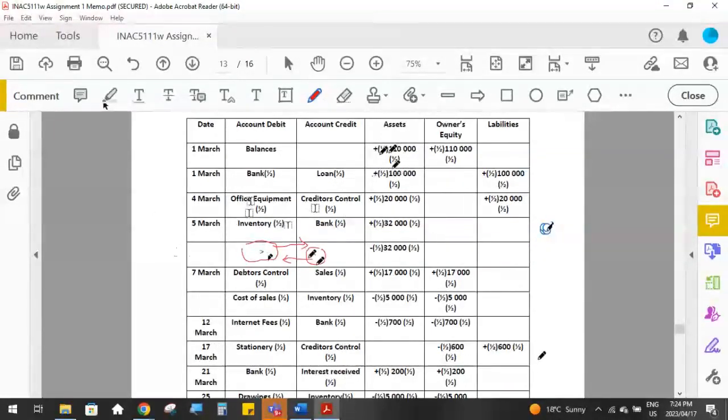So if you said minus 100, you would have got half a mark for the 100, and you would have lost half a mark for getting the increase or decrease incorrect. So with this one, the most common errors that were made: bank and loan was generally correct, office equipment creditors, that was generally correct. Where's my transaction description so I can remember what these were all about?